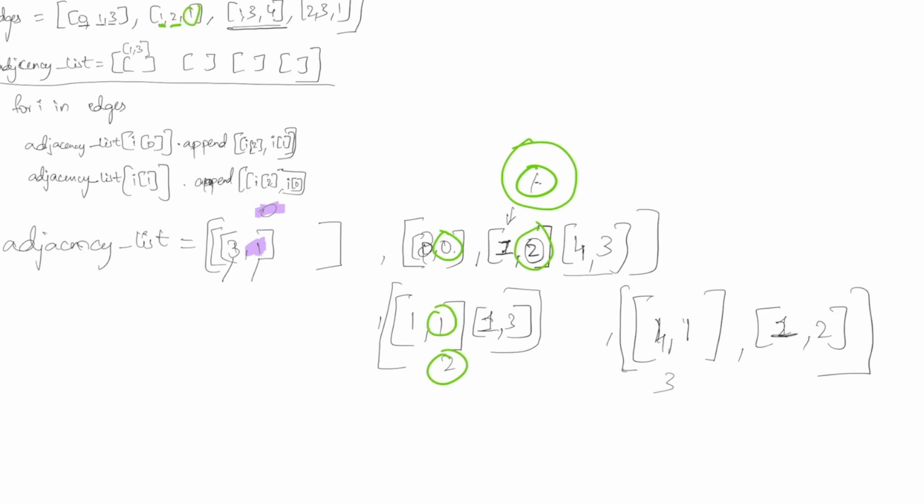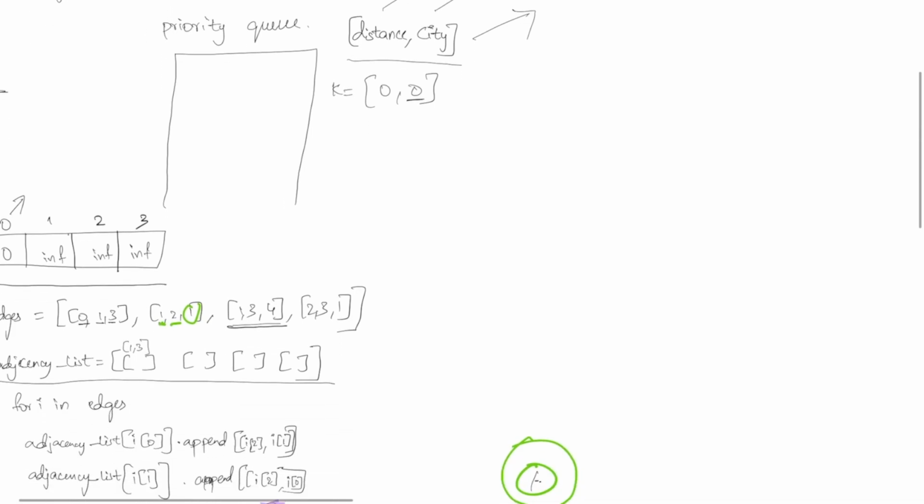I am updating the distance here and here. Okay, the format is this: distance and city. You can use any other format you want. You can use city first and distance second. It's your wish. I'm using this way.